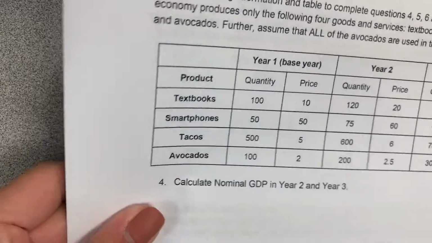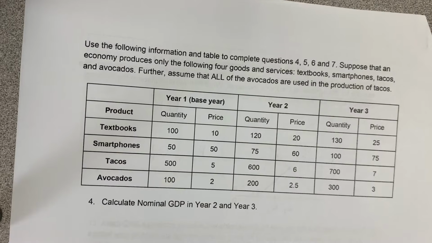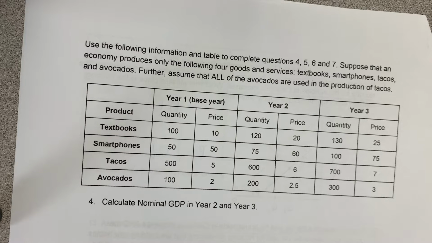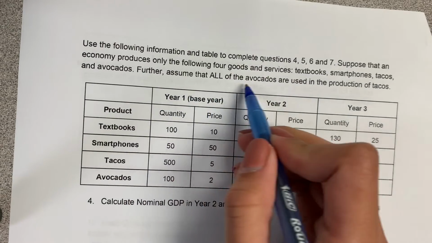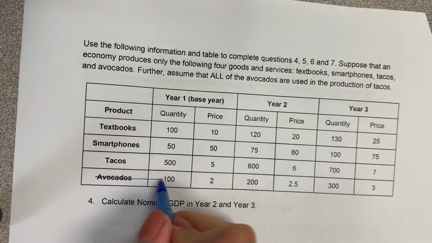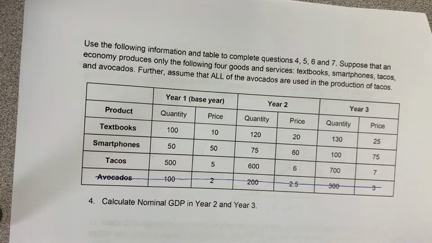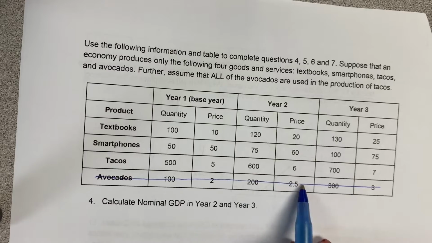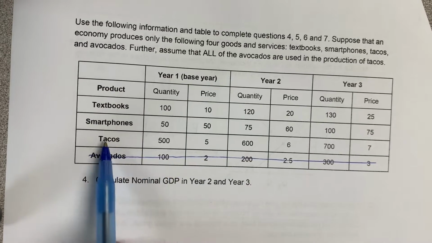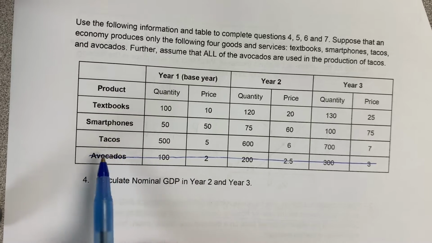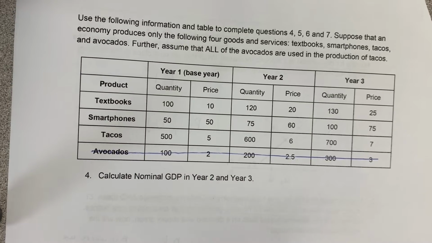Okay. So we're going to use the following information and table to complete 4, 5, 6, and 7. Suppose that an economy produces only the following 4 goods and services: textbooks, smartphones, tacos, and avocados. Further, we're going to assume that all the avocados are used in the production of tacos. So right off the bat, we can get rid of this column right here because that's just going to throw us off. We're not going to want to use this column in our calculation because the avocados are used in the production of tacos. So we're not going to count an intermediate good. You can review that in the chapter as well.